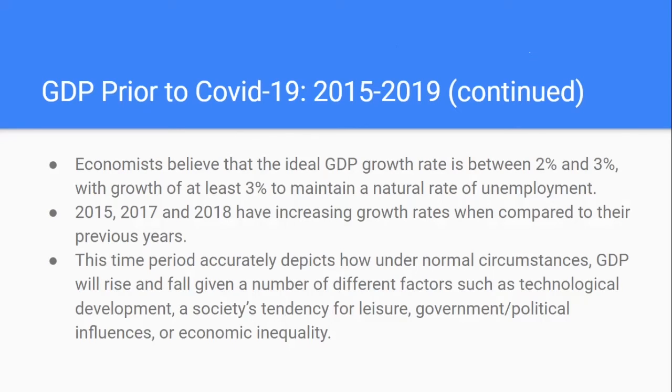2015 and 2017 and 2018 have increasing growth rates when compared to their previous years. And this time period accurately depicts how, under normal circumstances, GDP will rise and fall given a number of different factors, such as technological development, a society's tendency for leisure, government political influences, or economic inequality.